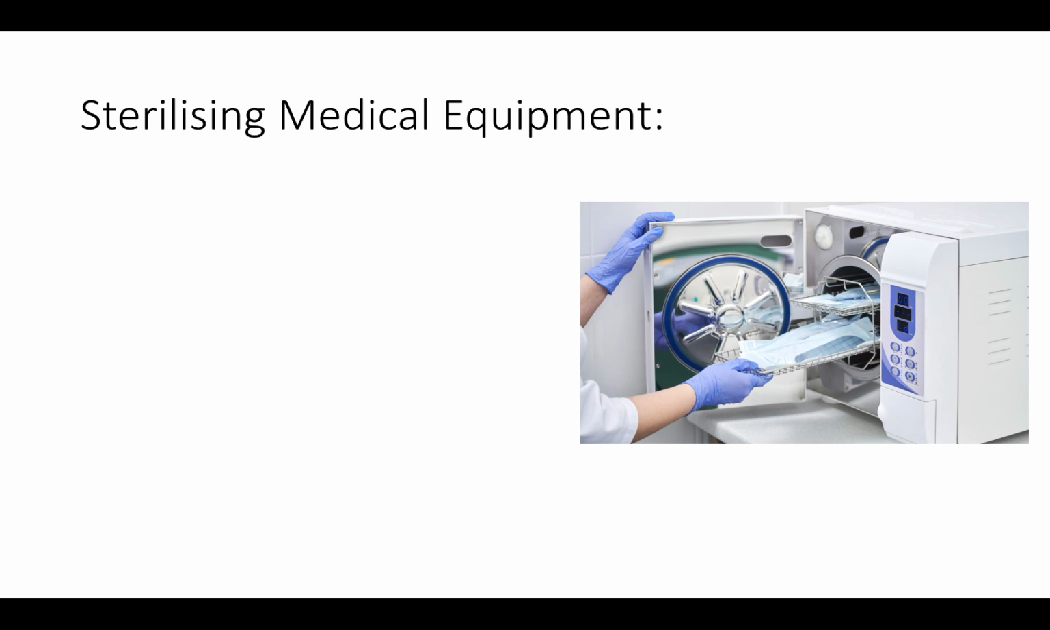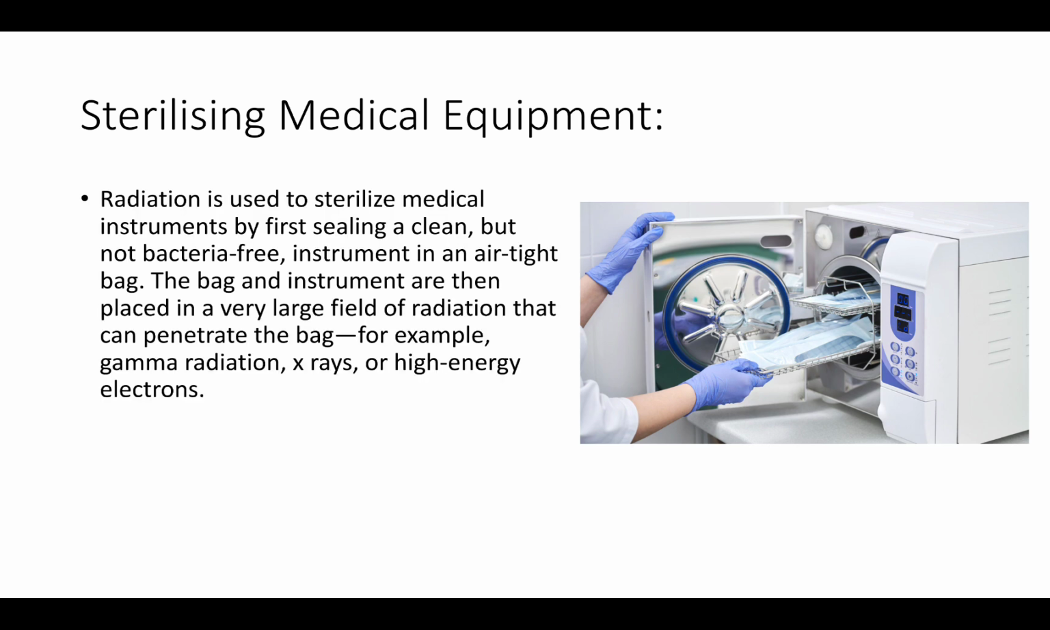Sterilising medical equipment. So this is another use. So radiation is used to sterilise medical instruments by first sealing a clean but not bacteria-free instrument in an airtight bag, like this image on the right hand side. The bag and instrument are then placed in a very large field of radiation that can penetrate the bag. For example, gamma radiation, X-rays, or high-energy electrons.